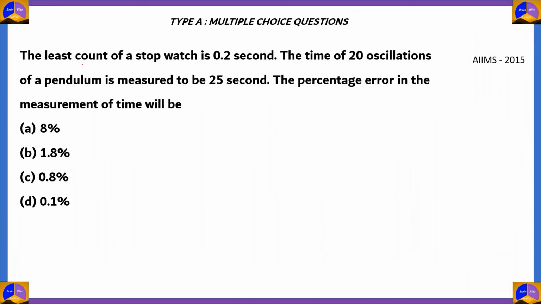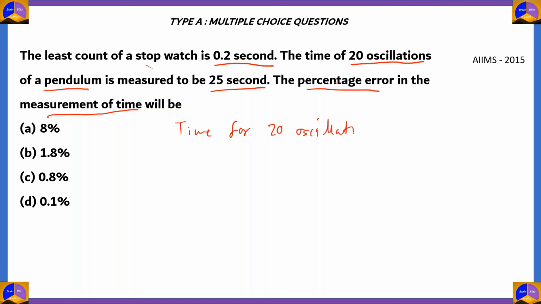Final question. The least count of a stopwatch is 0.2 seconds. The time of 20 oscillations of a pendulum is measured to be 25 seconds. The percentage error in the measurement of time will be. So here the time for 20 oscillations is 25 seconds plus or minus error.